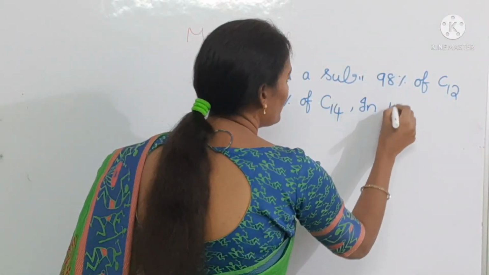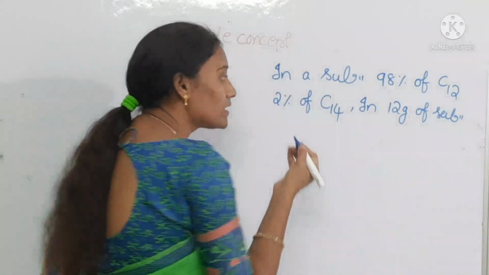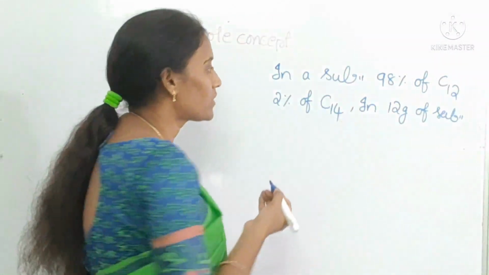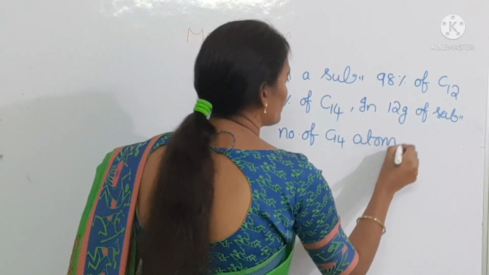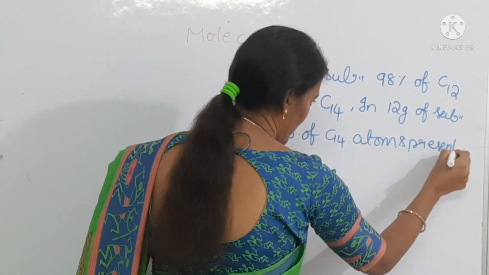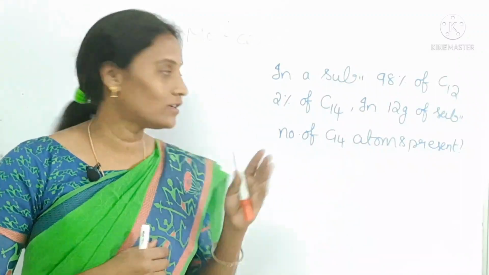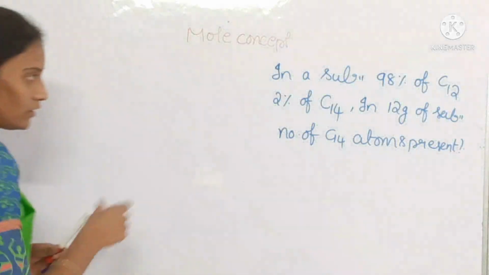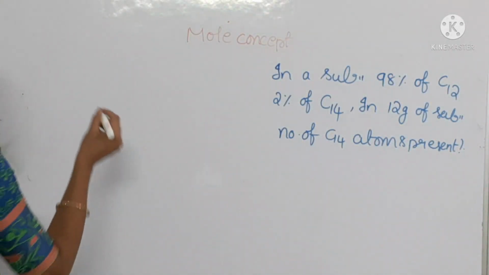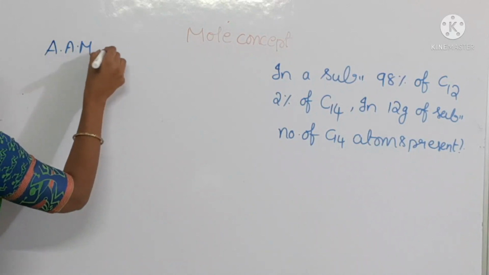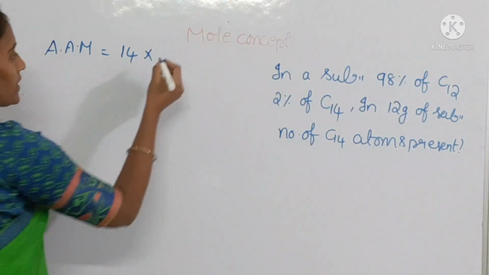Then in 12 grams of substance, what is the number of C14 atoms present? We have to calculate this value. For this type of problem, students, first of all you have to take the average atomic mass for these two isotopes, C12 and C14. Here two isotopes are there, so the average atomic mass is the atomic mass of each isotope times its relative abundance.